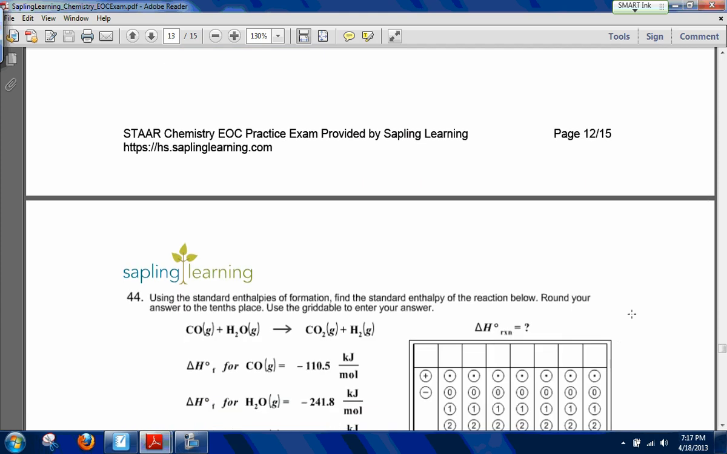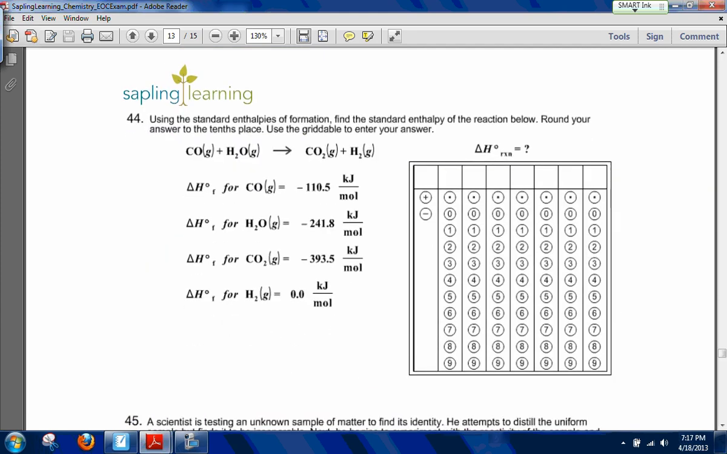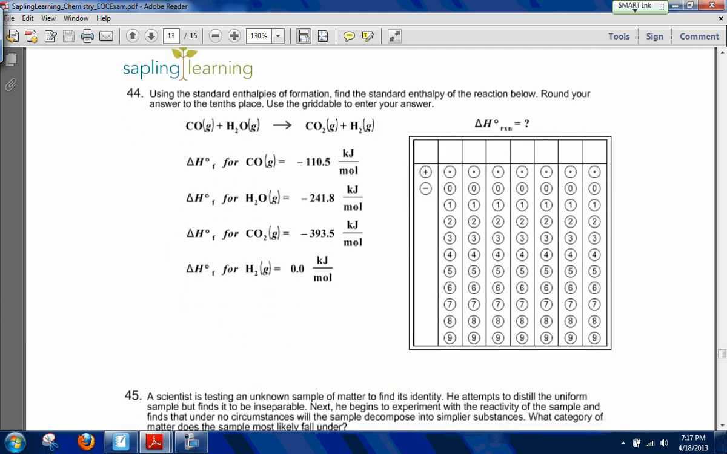Go on to 44. Using standard enthalpies of formation, find the standard enthalpy of the reaction below. Round your answer to the tenth place. Use the griddable to enter your answers. All right. This is going to be really fun right here. We have carbon monoxide is negative 110.5. Actually, I'm going to go through and write the equation first.